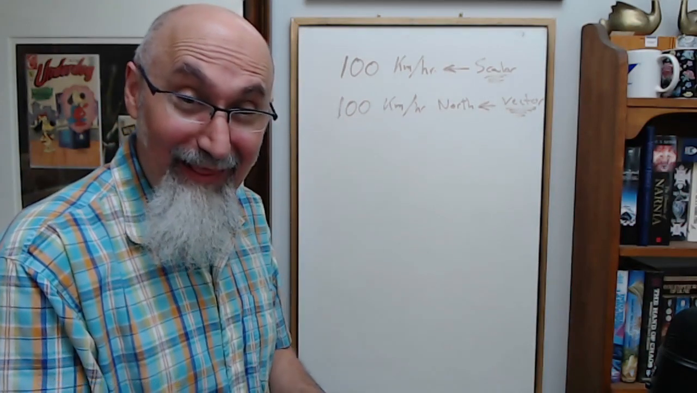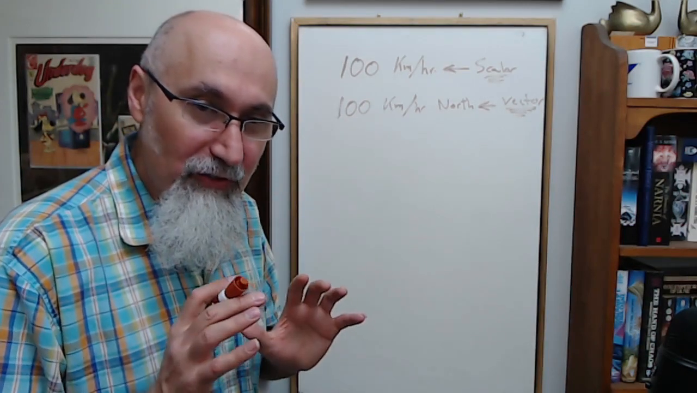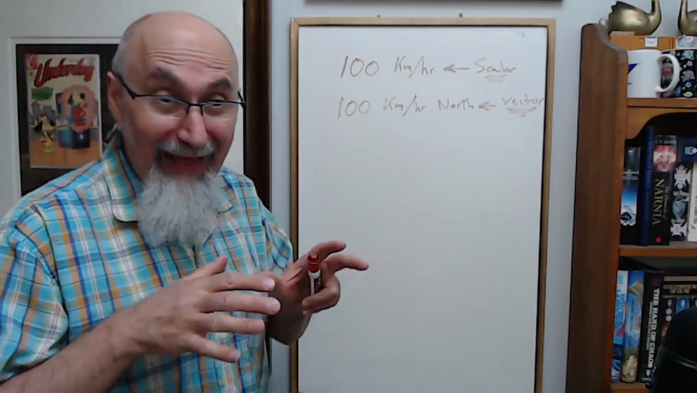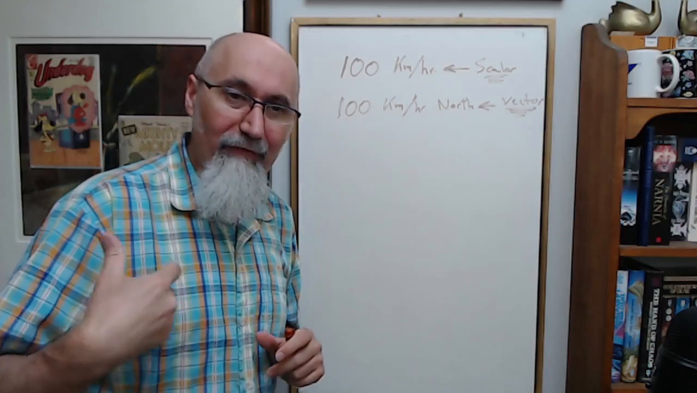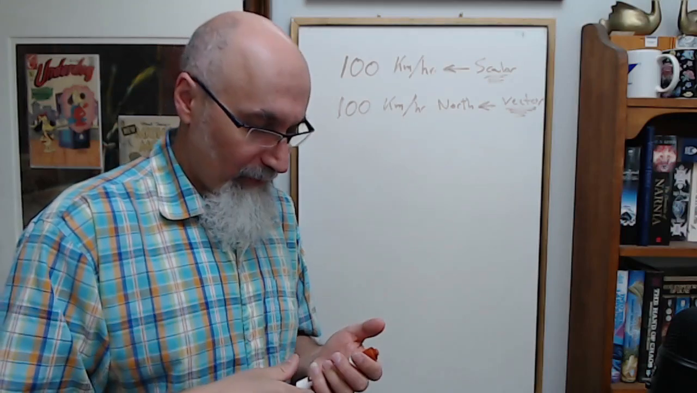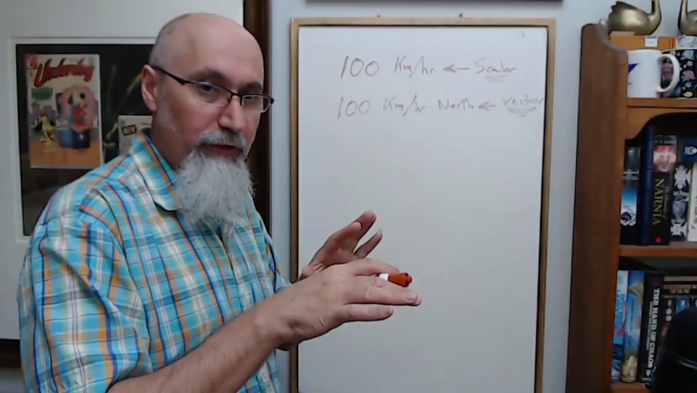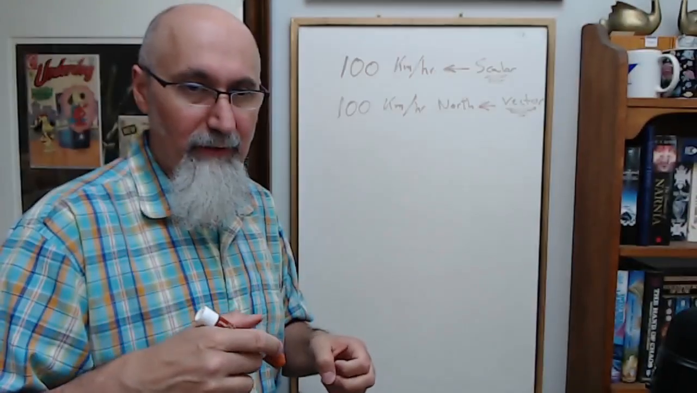Right? So as soon as you add direction to force, to motion, to anything, you end up with a vector. Right? So there are two main types of vectors we look at. One is motion. The other one is forces, right?